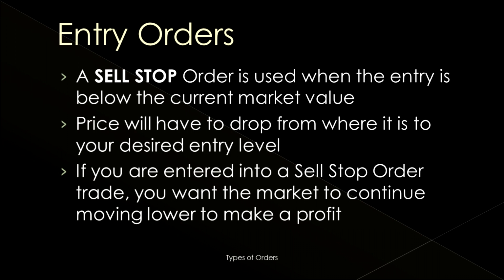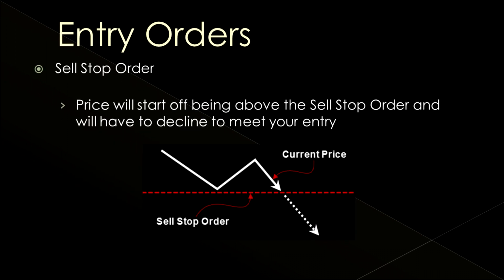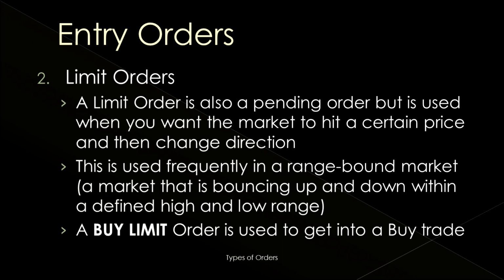If you are entered into a sell stop order trade, you want the market to continue moving lower to make a profit. So here, for example, price will start off being above the sell stop order and will have to decline to meet the point of entry for your sell stop. Once it does, you're in the market. Limit orders are also pending orders, but are used when you want the market to hit a certain price and then change direction. This is used frequently in a range-bound market, a market that is bouncing up and down within a defined high and low range.